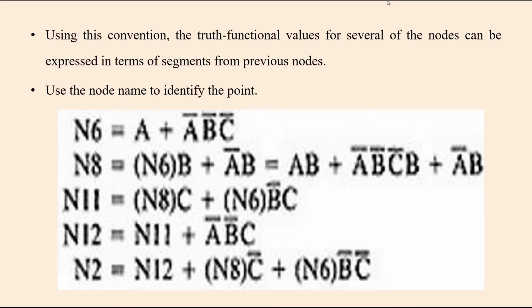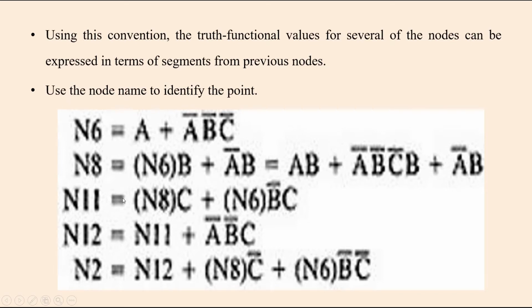So how can it be represented? Just expand this. N6 is what? A plus A bar B bar plus A bar B bar C bar. We expand this, that is A B plus A bar B bar plus A bar B bar C bar into B, plus A bar into B. So this is the term we got finally after simplification.